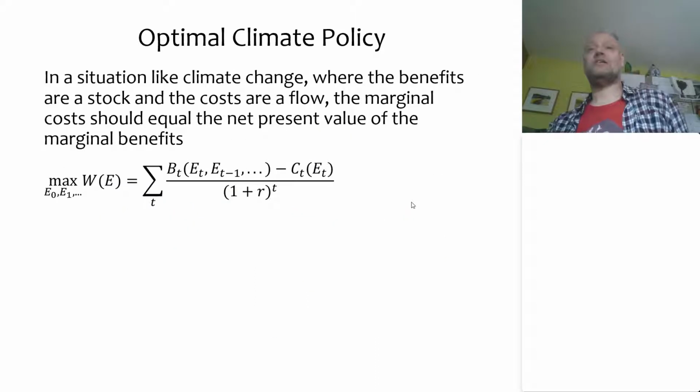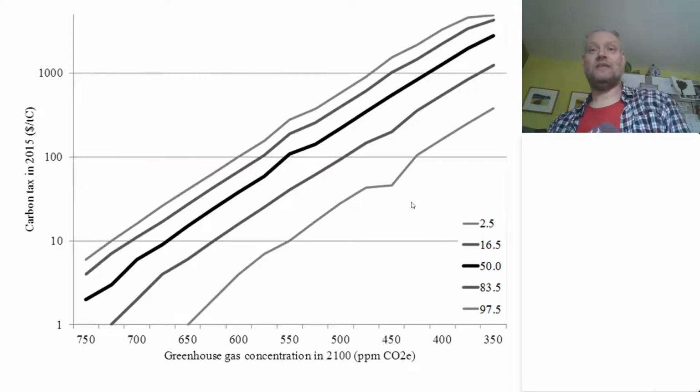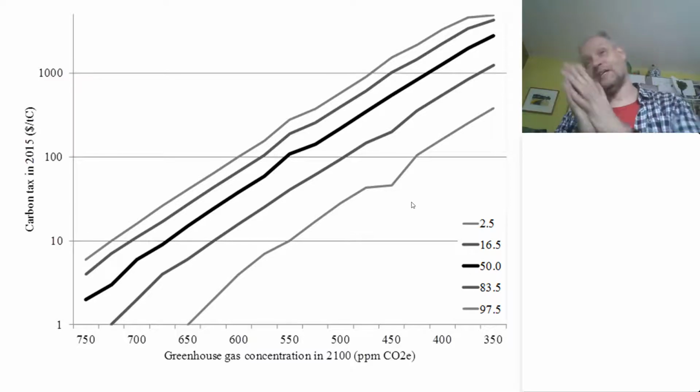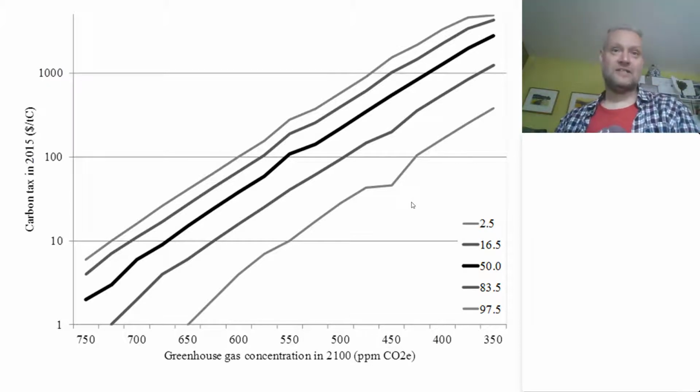Now, we've seen marginal costs and marginal benefits before. What I showed you in week 3 was a table of carbon taxes corresponding to greenhouse gas concentrations in the year 2100. This is the same information, but now it is a graph. And what this says is, you can interpret this in two ways. The thick black line you see is the median of all the models that I showed you before, and then the thinner, lighter lines are confidence intervals around that, so that's an indication of model disagreement.